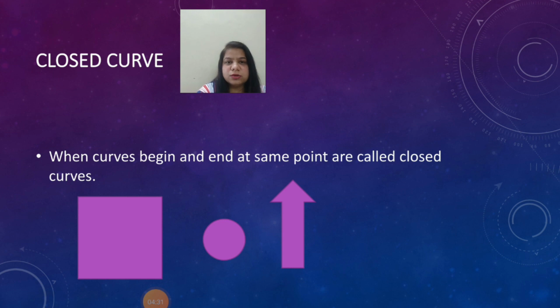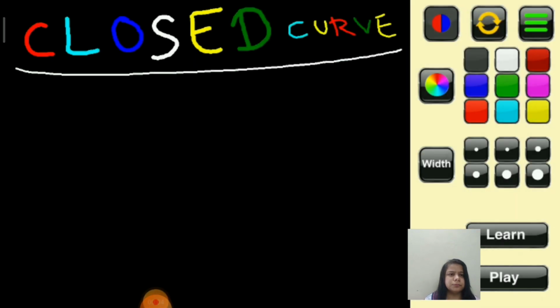Now next on my list is what is a closed curve. The curve which begins and ends at the same point is called a closed curve. So closed curves are those curves whose starting and ending points are the same. So just see, I have started from this point and I have ended again at the same point. So this is a closed curve.